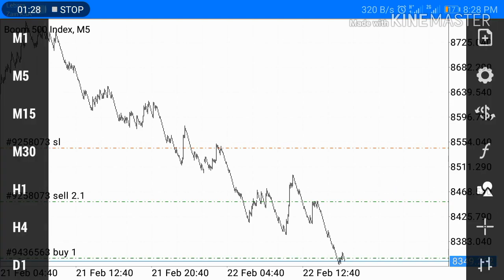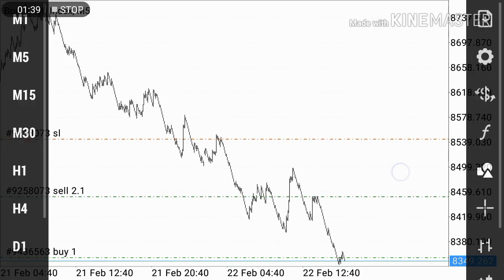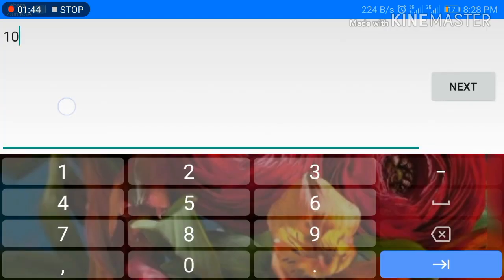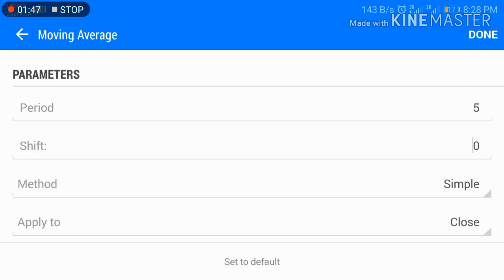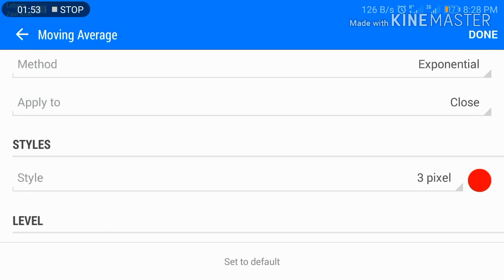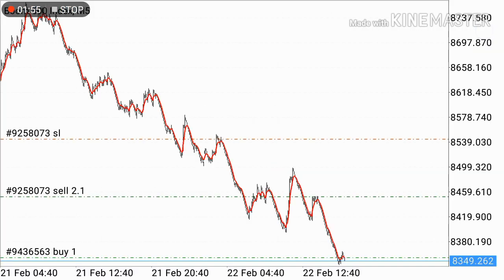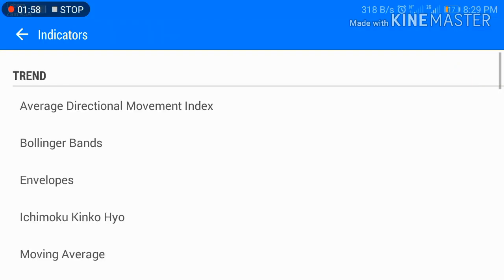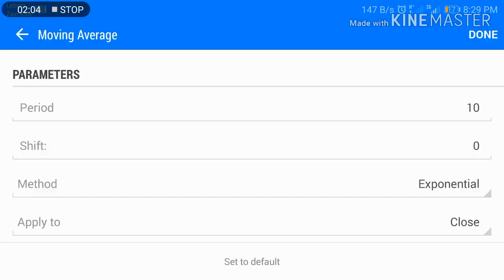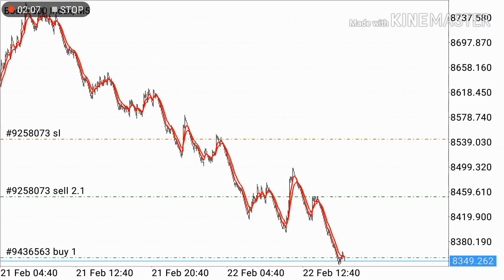So let me show you the strategy. First of all, I want to tell you this is a Guppy moving average based strategy. So simply follow my instructions and setup. First of all, we have to choose the moving average: 5 period, shift nothing, method exponential, choose color red, apply to close, and done. Again, moving average, period 10, next, same, done.